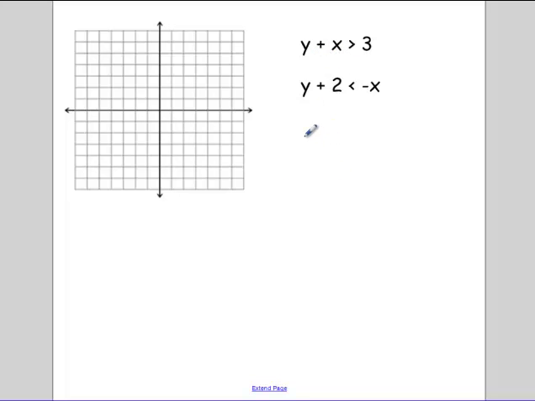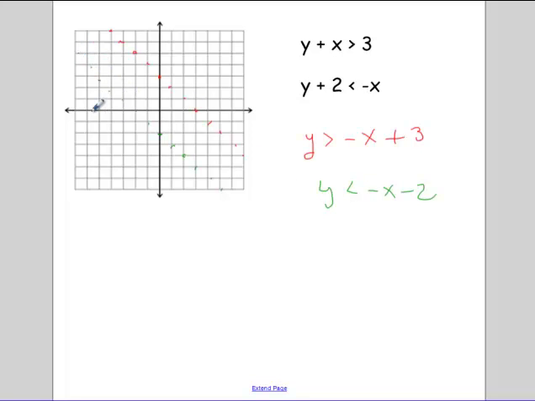The top equation, subtract x from both sides, and we get y is greater than -x plus 3. So the slope is -1. Non-inclusive. Looks like this. I'll deal with the shading later. So for this bottom equation, subtract 2 from both sides, and I get y is less than -x minus 2. Same slope, so they're going to be parallel. This one has a y-intercept of -2. So again, I'll deal with the shading later.